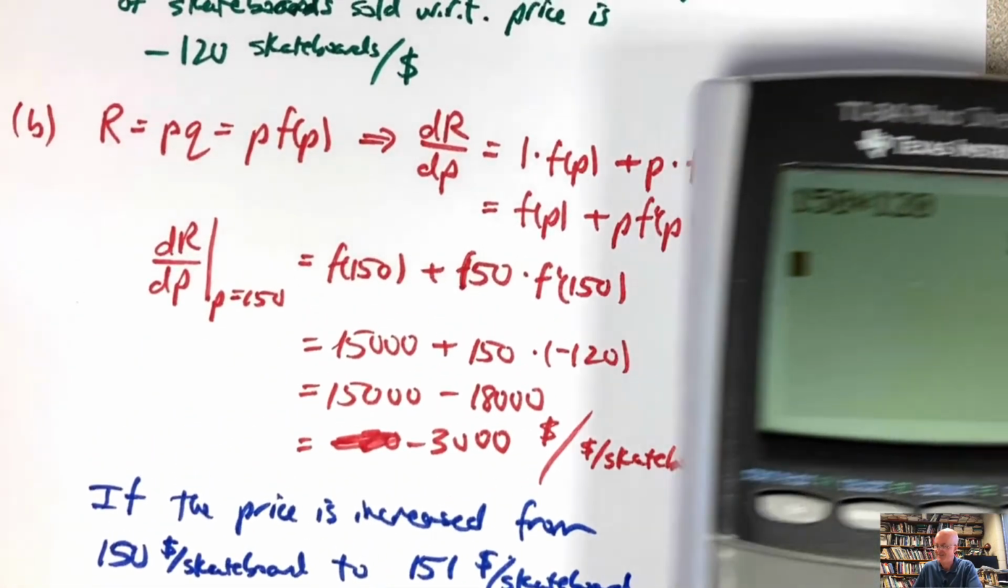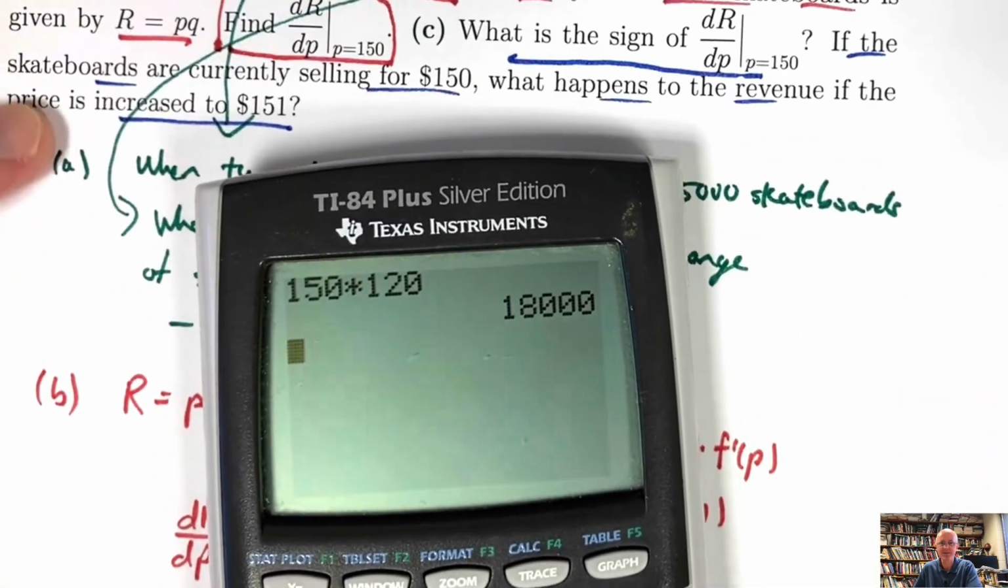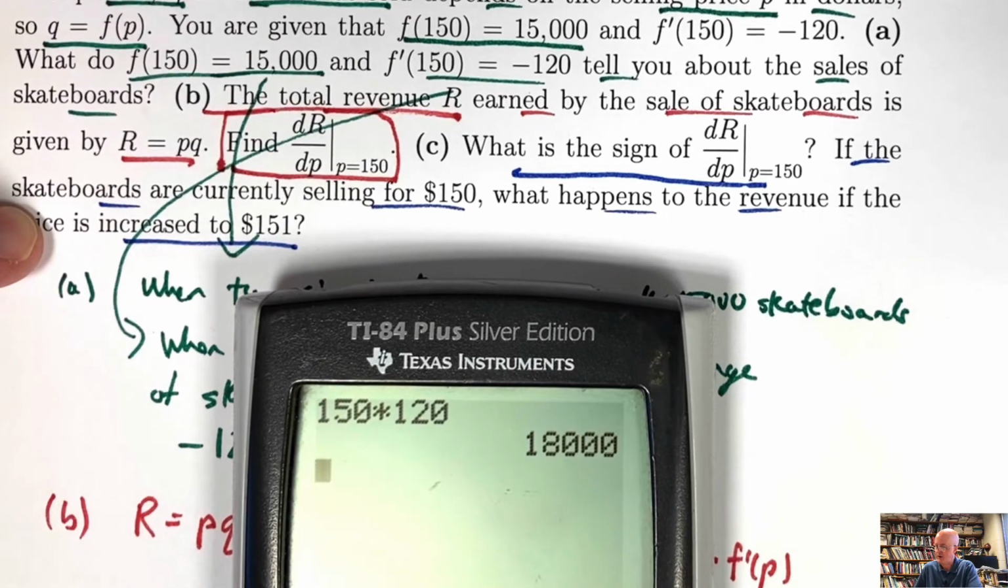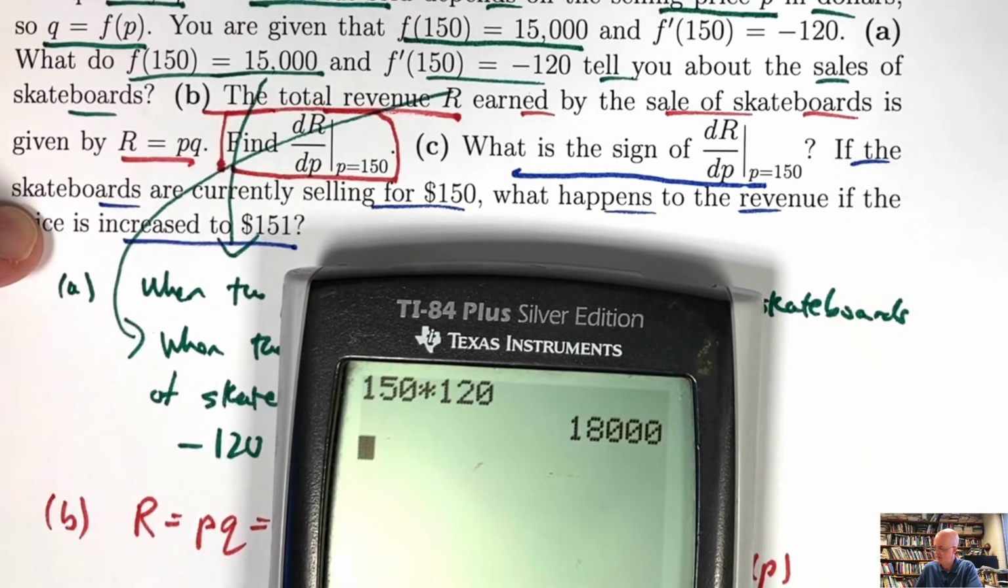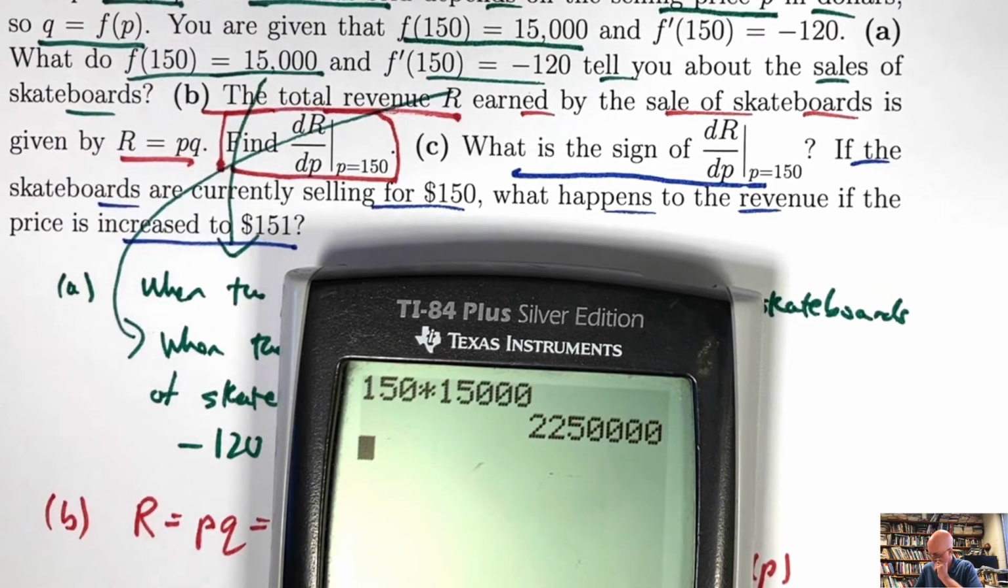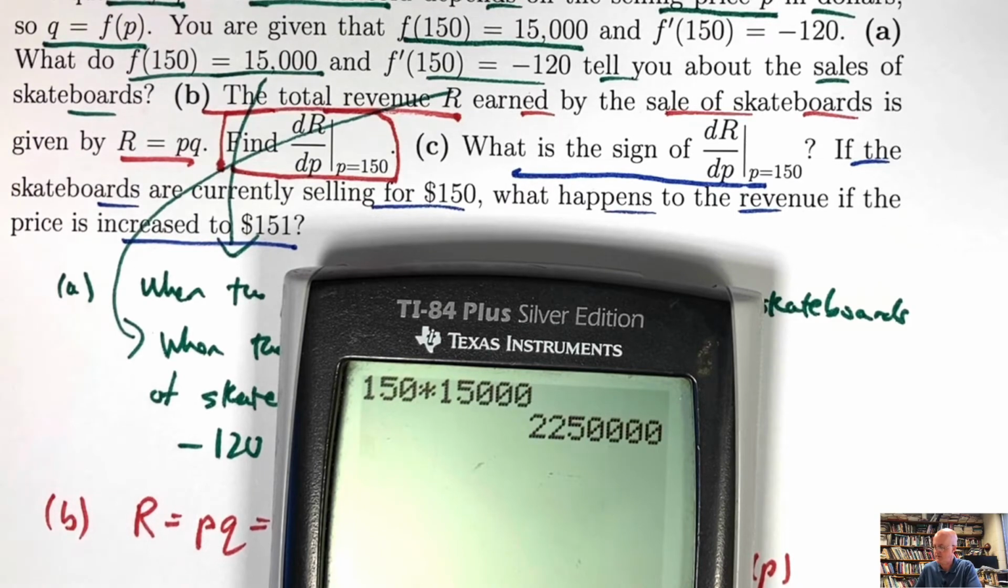Approximately, okay? Let's think about the revenue in this problem by thinking about the revenue when the price is $150 per skateboard. It's P times Q. P is 150. Q is 15,000. 150 times 15,000, which is 2.25 million, is your revenue in dollars when the price is $150 per skateboard.